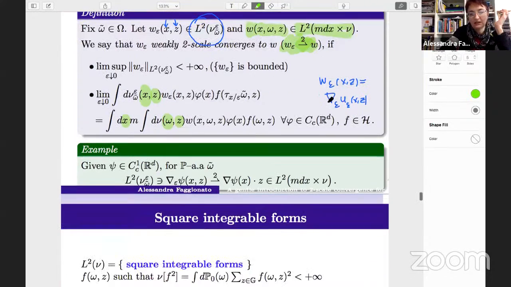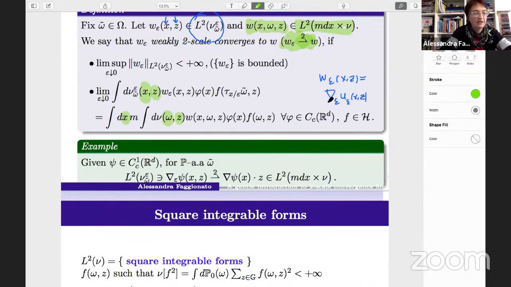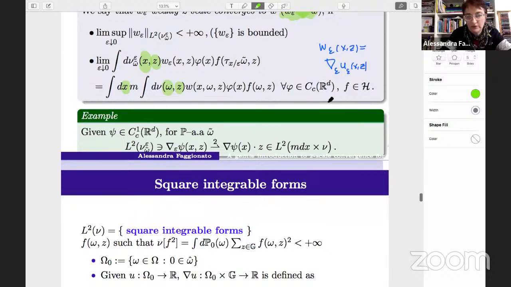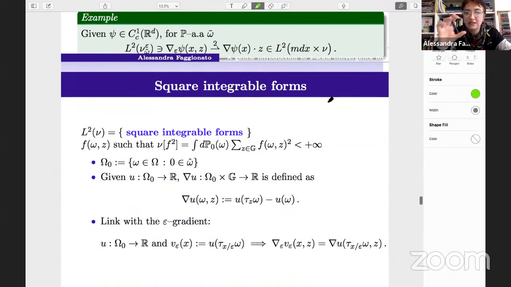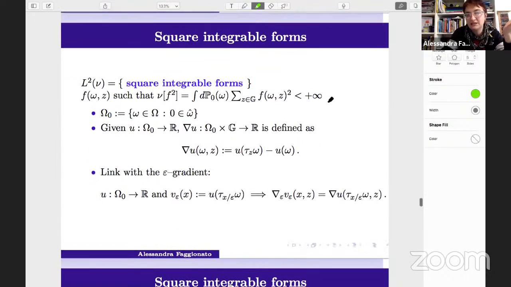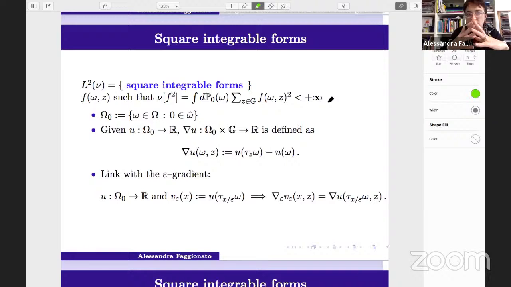I probably don't have time to discuss the example. Up to now I gave a definition, but now I want to arrive at a compactness result for two-scale convergence, and also a structure theorem, which is the reason why two-scale convergence is in the end useful, but we have almost done.